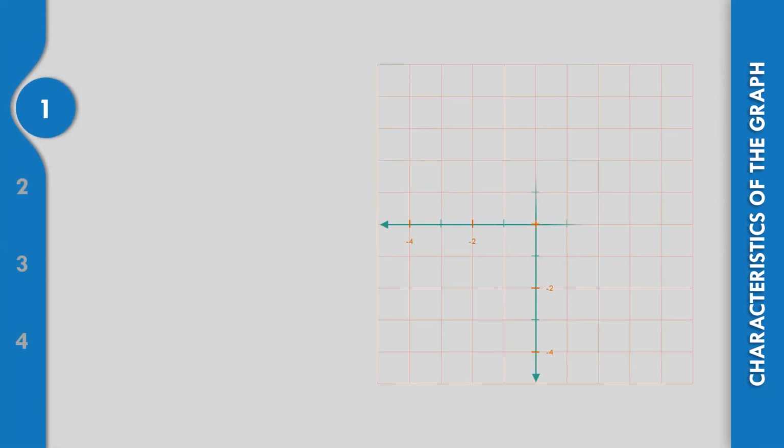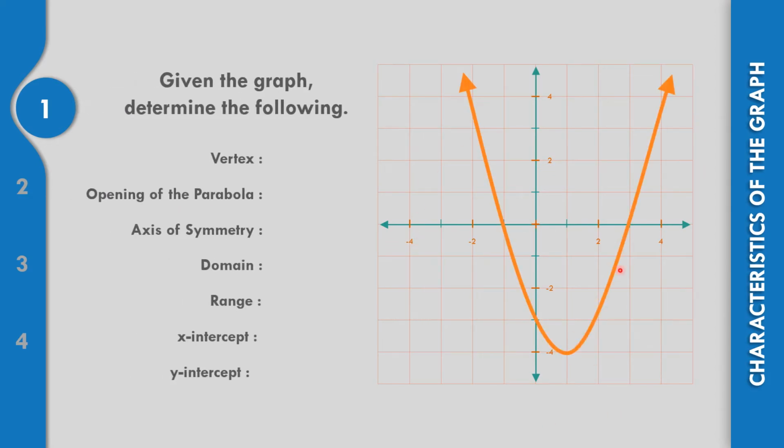So let us see an example of the graph of the quadratic function that opens upward. Based on the graph, let us identify the vertex. The vertex is the turning point of the graph. So the vertex is (1, -4).